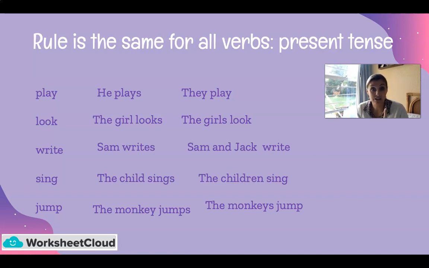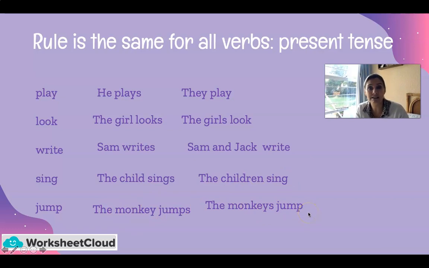play, so if it's a singular subject, he plays. Plural, they play. The girl, singular, looks. There's your S. The girls, a whole lot of them, there's no S needed, so they look. Sam writes, one person, singular. Sam and Jack are now plural, so no S on your verb, right? The child, singular, sings, and you need your S on your verb. The children, remember we said look out for those plurals where it doesn't have an S, but it shows you that there's more than one. The children sing. The monkey jumps, and the monkeys jump.